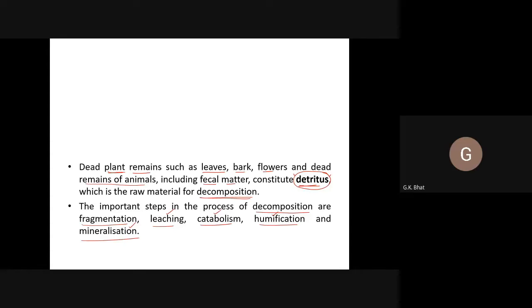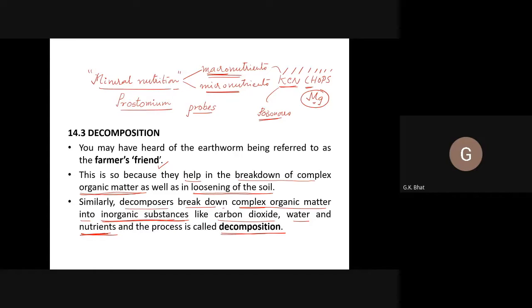Have you understood whatever we have studied so far? It's very important. I started with decomposition, which is nothing but breaking down of the complex organic matter. In this, the main role is played by our friend earthworm. It also loosens the soil, therefore it is called farmer's friend. During decomposition, complex organic matter present in the body of plants and animals gets converted into inorganic substances like carbon dioxide, water, and nutrients, minerals. This process is called decomposition.